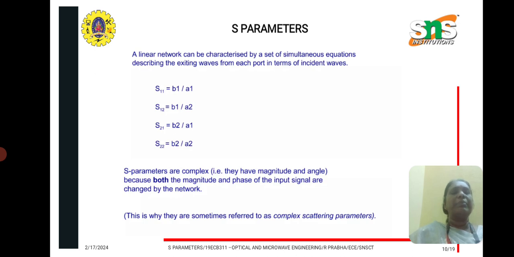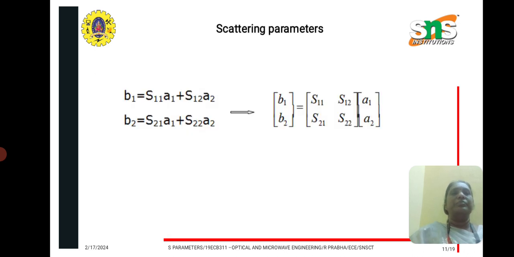So here the S parameters in microwave are complex in nature. They have magnitude and also angle, because both the magnitude and phase of the input signals are changed by the network. Because of this reason, these scattering parameters or S parameters are referred to as complex scattering parameters.